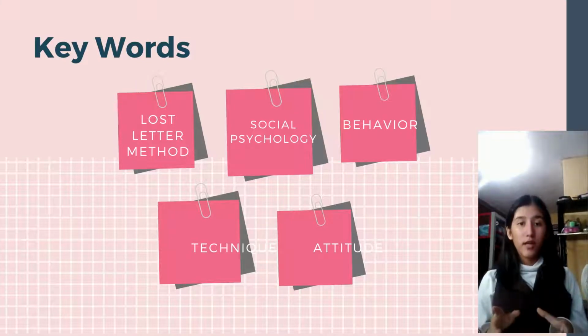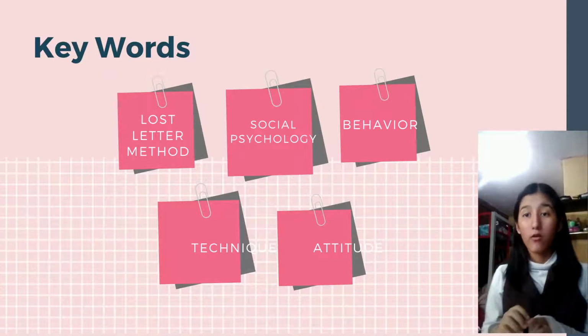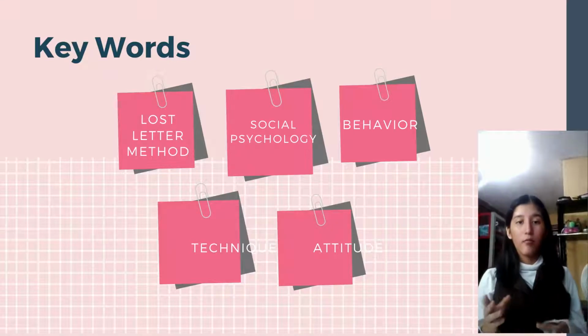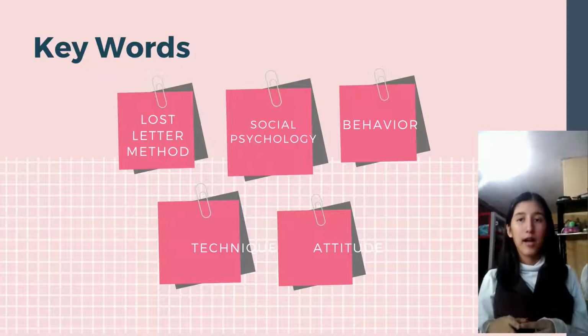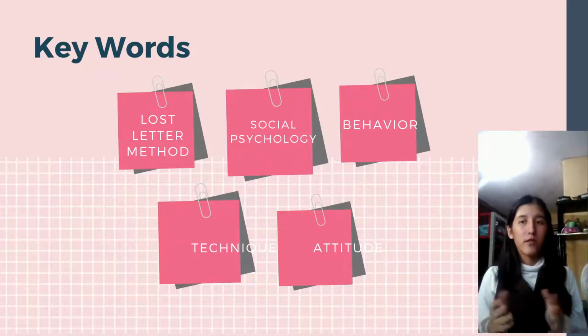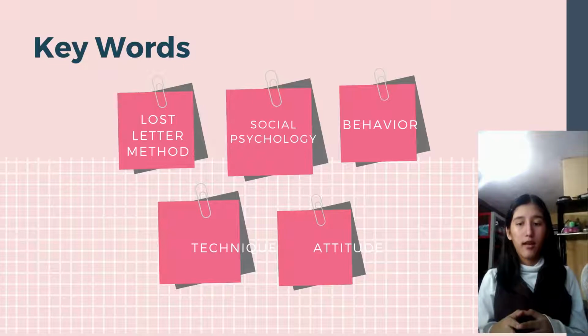The keywords are words that are important in the experiment or in an investigation, so are words that are constantly in the text and that we can identify, so it's important to know their meaning. For example, we have the lost letter method, that is the name of the first investigation, the social psychology because it's the social science that is applied in this investigation and the experiments too, behavior because it's part of the hypothesis, the technique because it's an important term to know if you are doing an investigation, and attitude that comes with behavior.